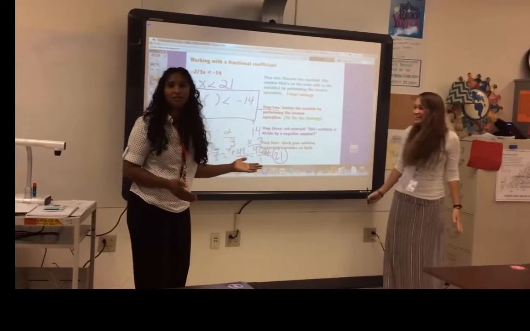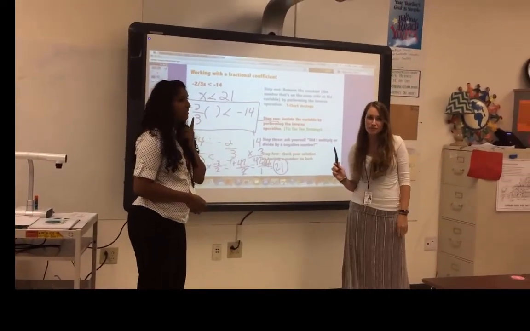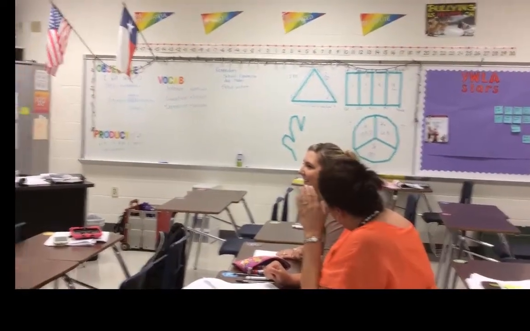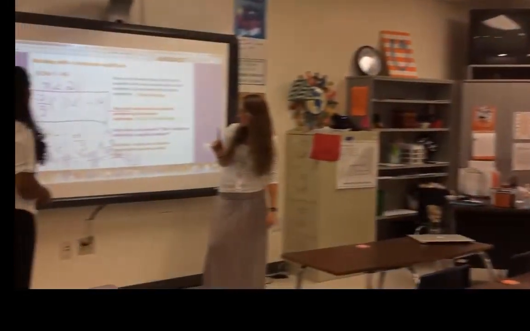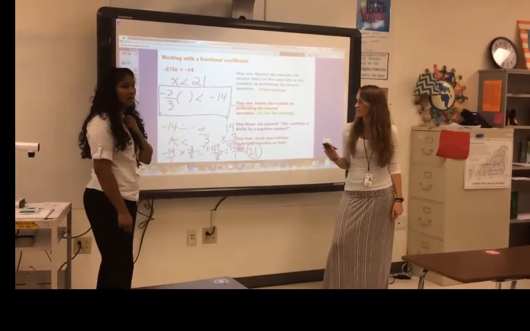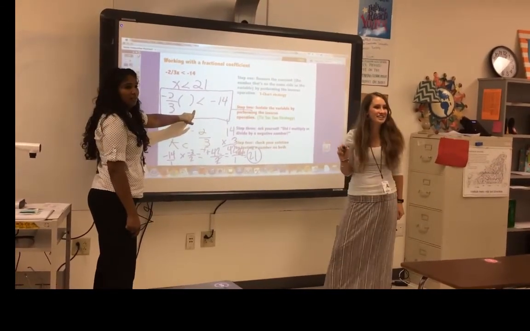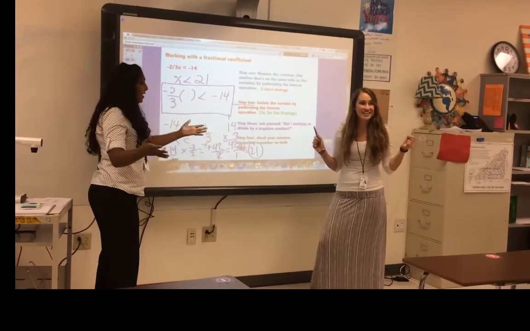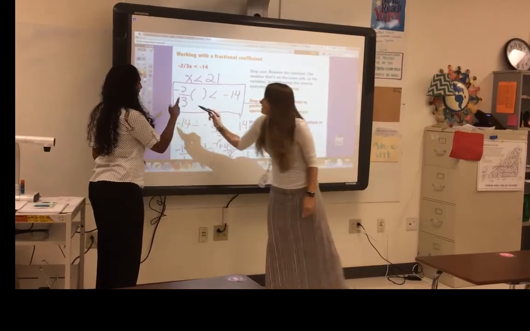Oh! We forgot something. What did we forget? There's a negative. A negative? What does that mean? I think you have to do something with the sign. We have to do something with the sign. What do we have to do with the sign? You mean the inequality sign? Yes, that inequality sign right there. What do we have to do? We have to flip it. We have to flip it because we divided by a negative number.